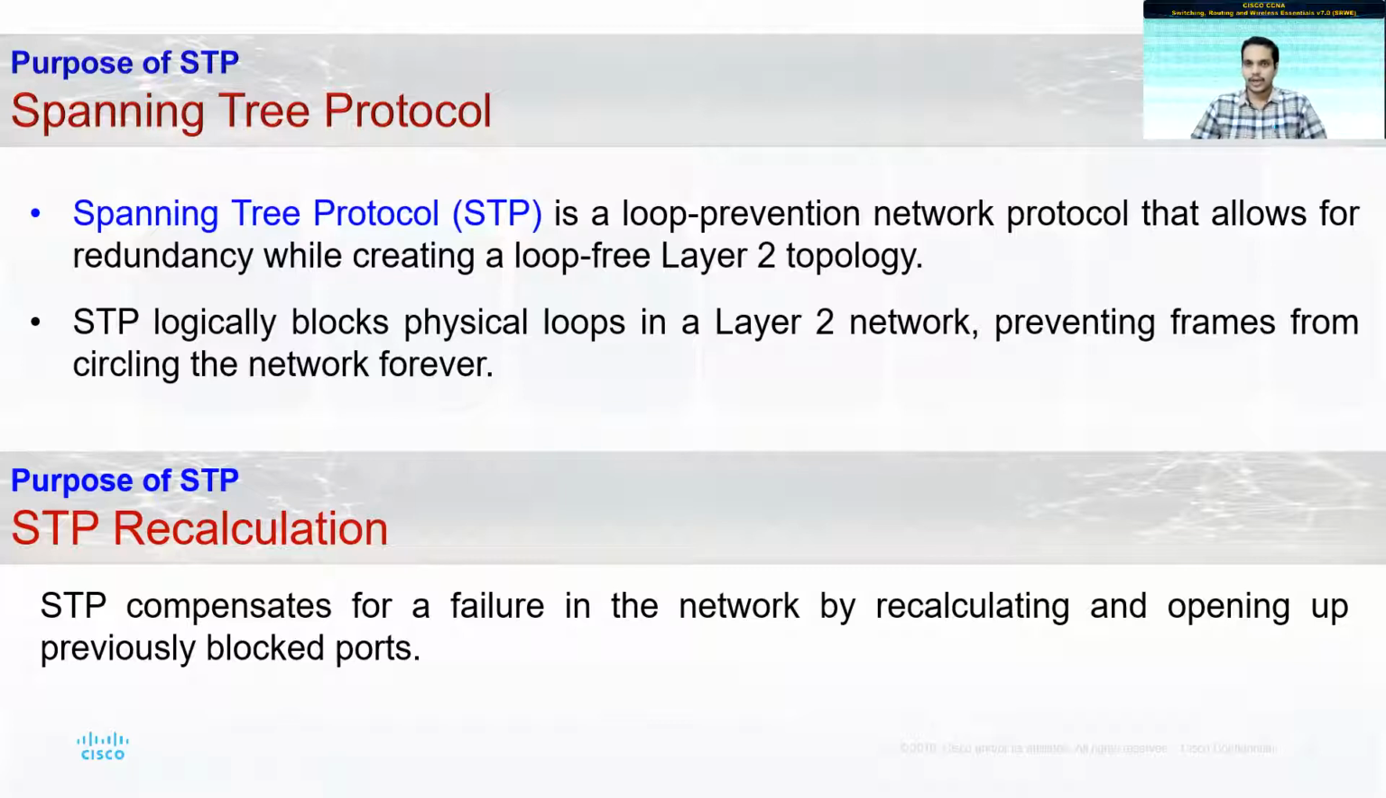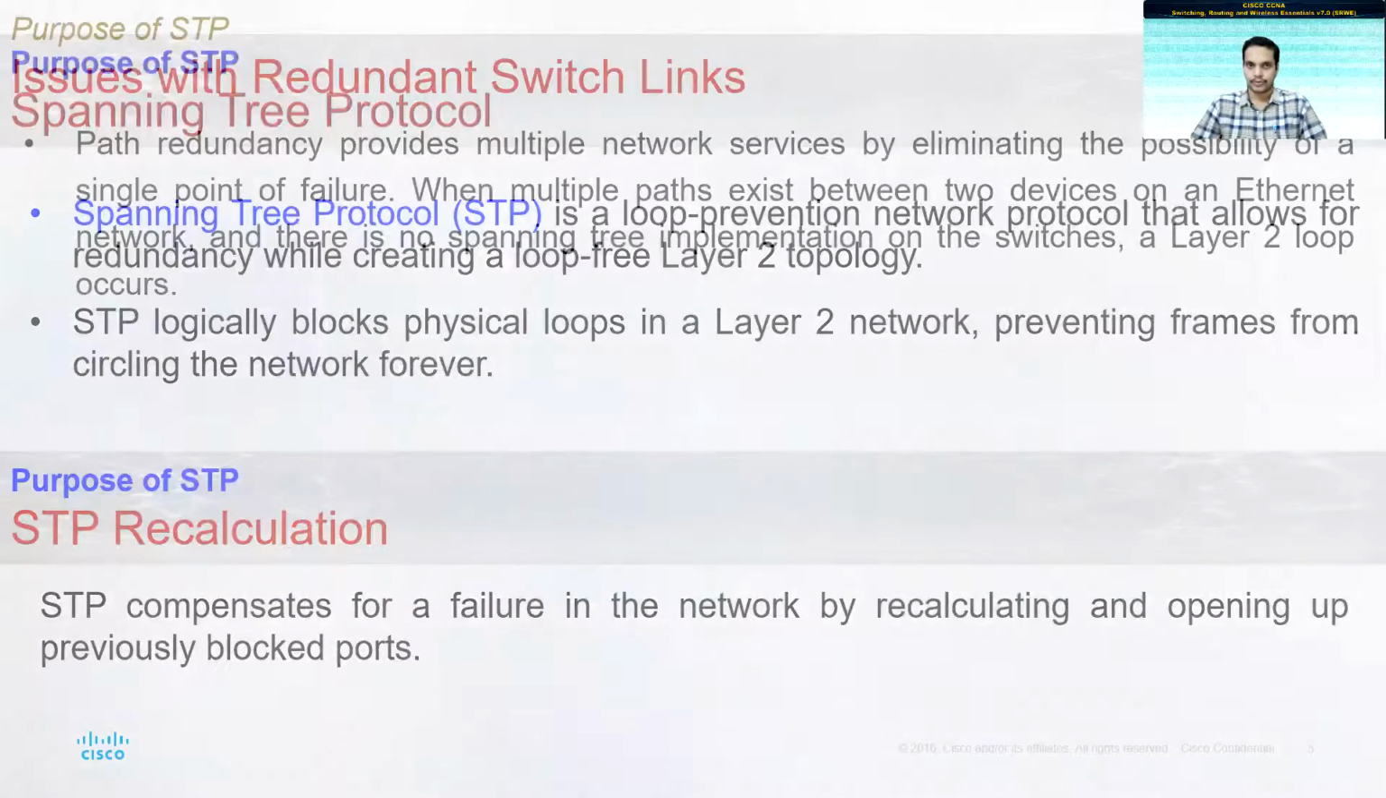What it does is it logically blocks physical loops in a layer 2 network, preventing frames from circling the network forever. We have multiple examples to see how STP works, or the different steps in the implementation of STP. In case a link fails or a device fails, STP will recalculate the path again, and then it will open up the previously blocked, or logically blocked, ports.